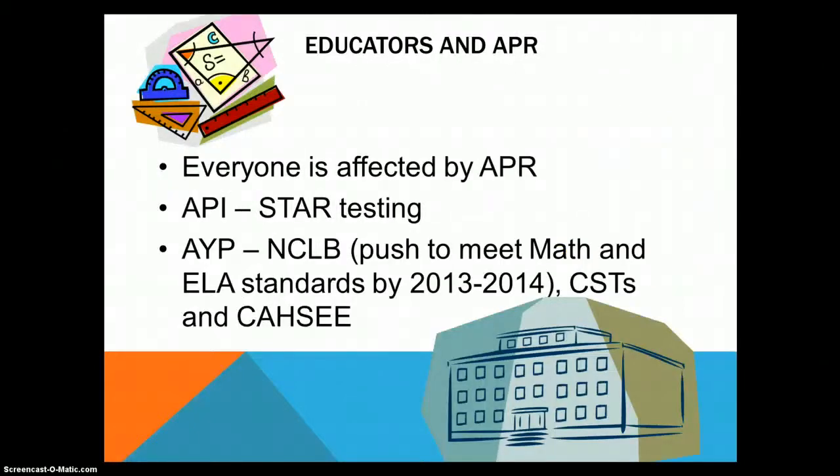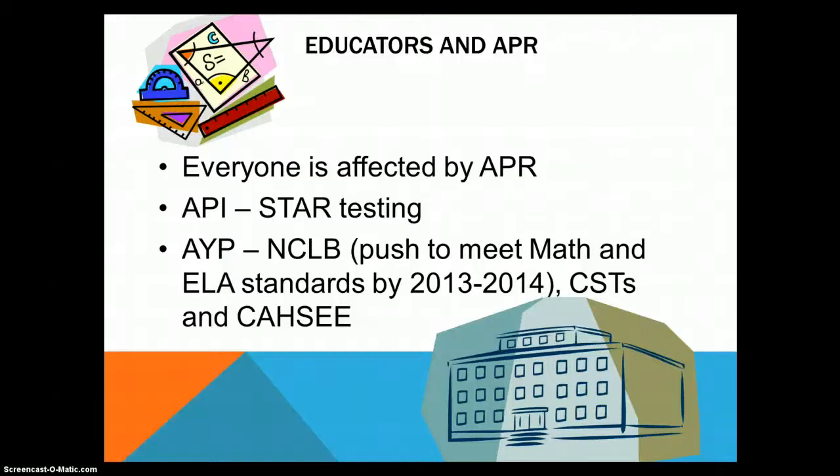Everybody is affected by APR. API was just a California-based STAR testing program, but AYP, the NCLB stuff, is all measured federally, so that's everybody in the country. Really, all the public schools primarily are affected by APR. Charter and private schools don't necessarily need to follow all those rules. NCLB was a push to meet math and English language arts standards by 2013-2014, this school year essentially.